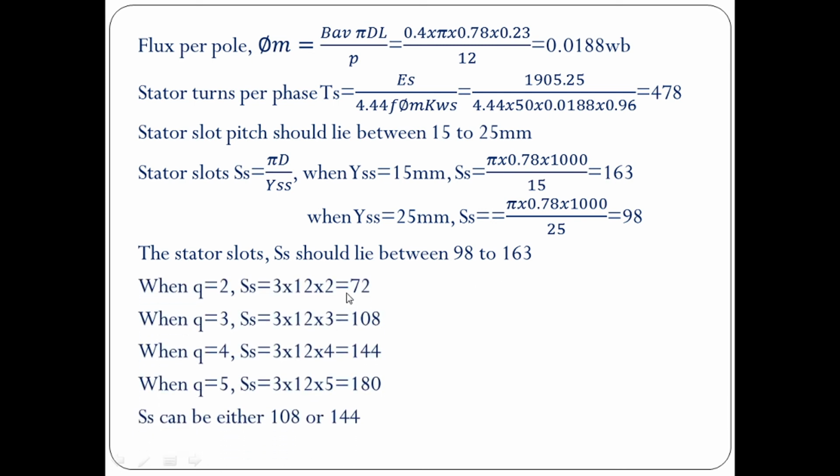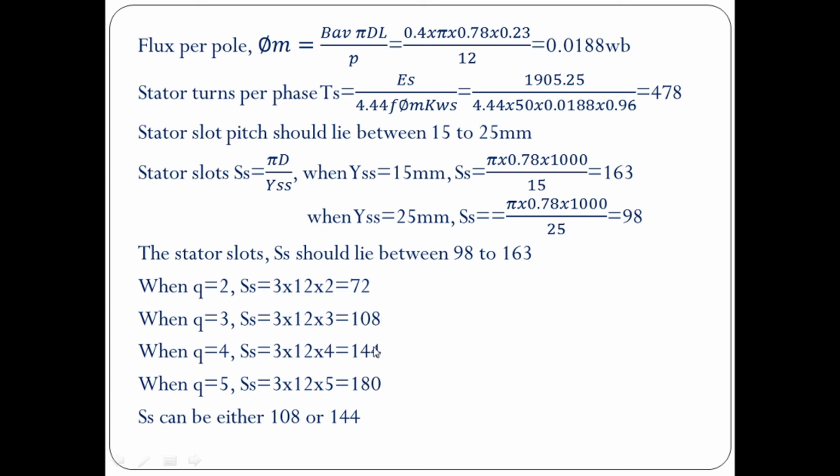Now if you calculate the slots per pole per phase, starting from the value 2, when Q is equal to 2, stator slots SS is nothing but 3 into 12 into 2. So you will be getting 72 stator slots. When Q is equal to 3, the number of stator slots is 108. When Q is equal to 4, it is 144. When Q is equal to 5, it is 180. Based on this, you can choose the value of stator slots, because stator slots range from 98 to 163. So 72 and 180 will be disqualified, or you can discard them.